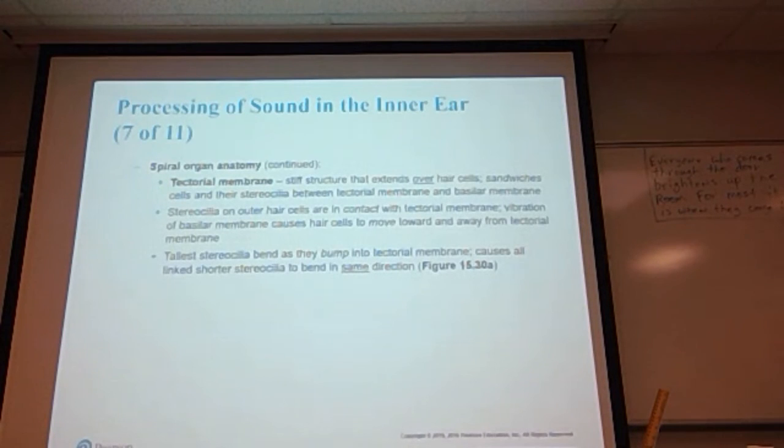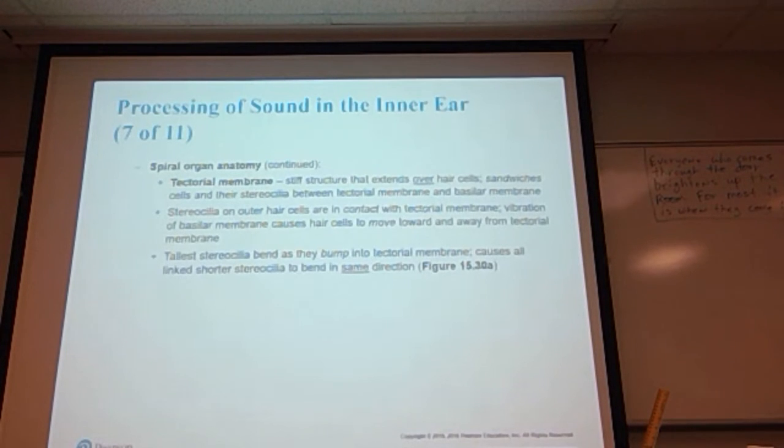The tectorial membrane is a stiff structure that extends over the hair cells. It sandwiches the cells and their stereocilia between the tectorial membrane and the basilar membrane. The stereocilia on outer hair cells are in contact with the tectorial membrane. Vibration of the basilar membrane causes these hair cells to move toward and away from the tectorial membrane.